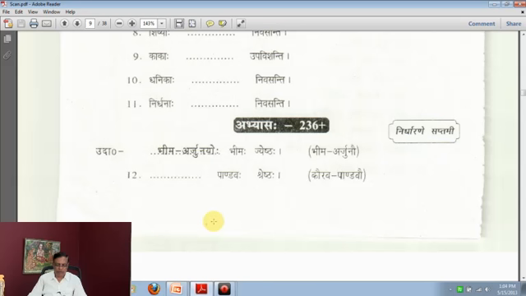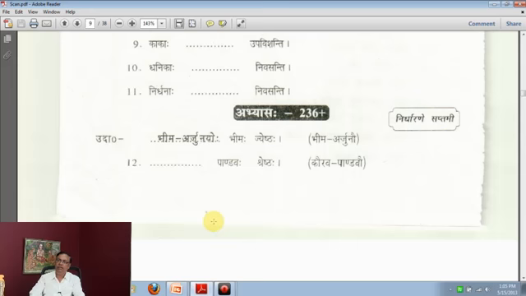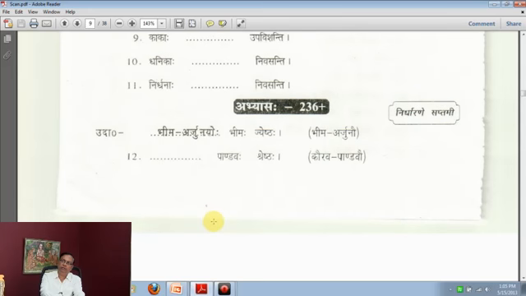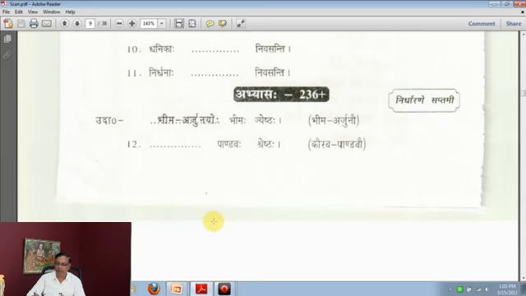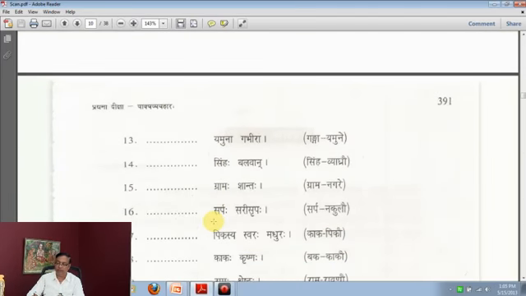Similarly, Kaurava Pandavayoho Pandavaha Sreshtaha. Between Kaurava and Pandava, Pandava is the best, Sreshtaha. Kaurava Pandavayoho Pandavaha Sreshtaha. So, in deciding the quality or placement of a person, we use Shashti, Saptami also. Some more examples are coming up here. I think it is a continuation of the same exercise.